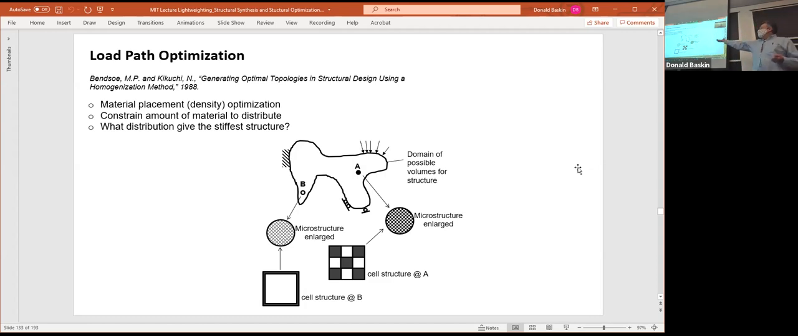You have this design space. It's been discretized. Maybe it's got 500, 1,000, 1 million, 2 million elements, whatever it is. And each one of those elements has a density associated with it. The density is the design variable.